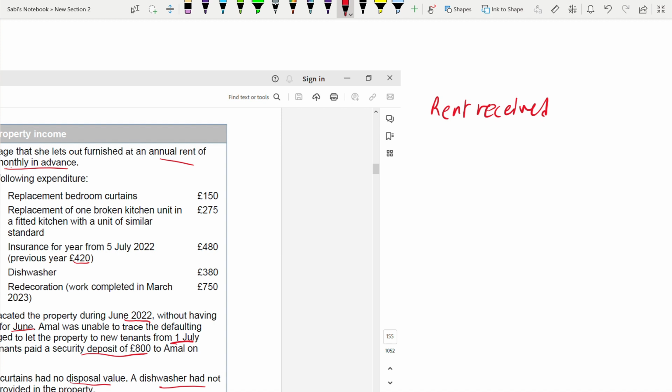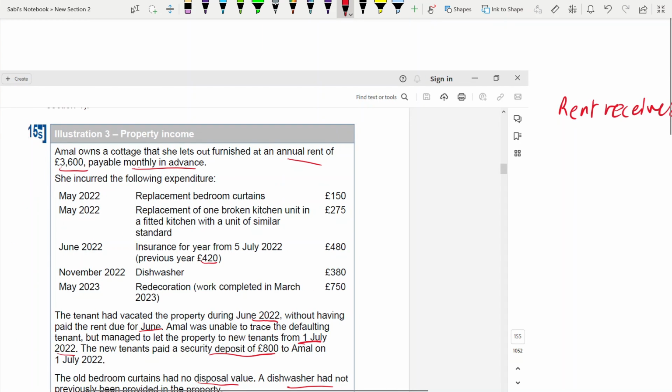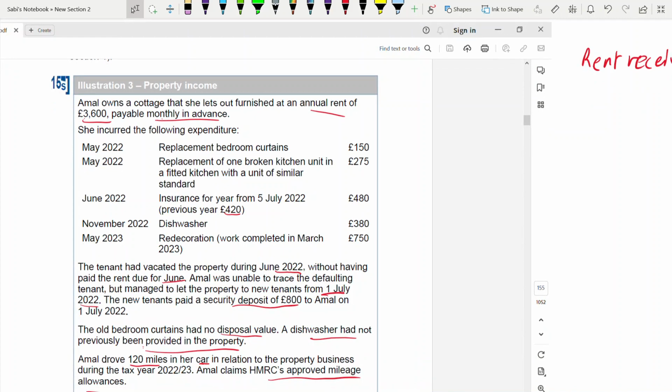Now, remember, rent received, you are paying monthly. You have to calculate it annually. And you have not received rent for 1 month, that is June. So you can't tax the June. You can't tax exactly 12 months. How many months you have to take? Just see for a minute, look at the date and tell me. See, then it will only be taxed for 11 months. This 3,600 will only be taxed for 11 months because for June you have not been paid.